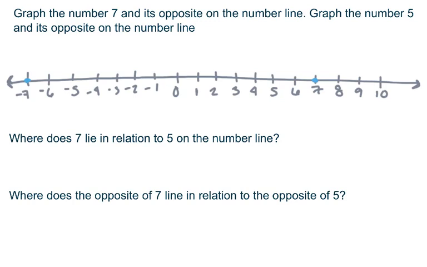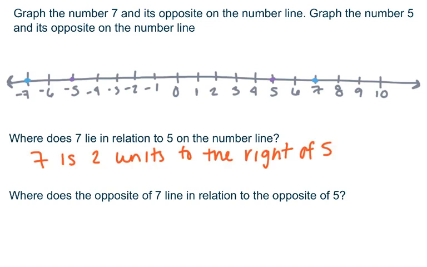Now we need to graph the number 5 and its opposite. So 5, once again, is going to be on the right of 0, and its opposite, negative 5, will be on the left of 0. Where does 7 lie in relation to 5 on the number line? 7 is 2 units to the right of 5. Now, where does the opposite of 7 lie in relation to the opposite of 5? So negative 7 is 2 units to the left of negative 5.